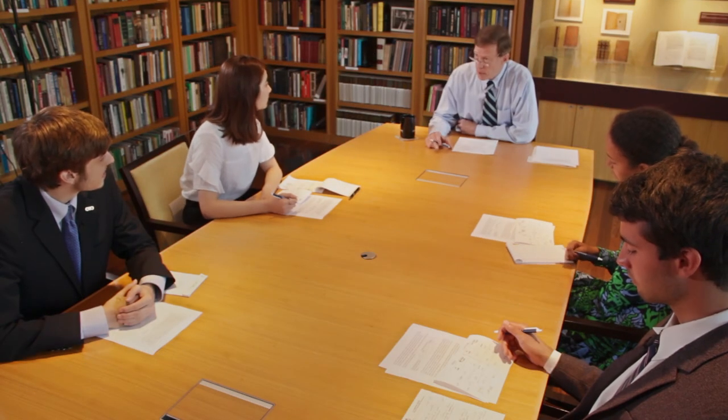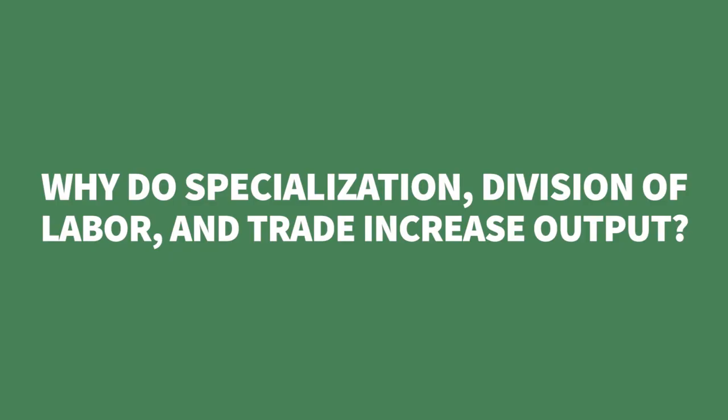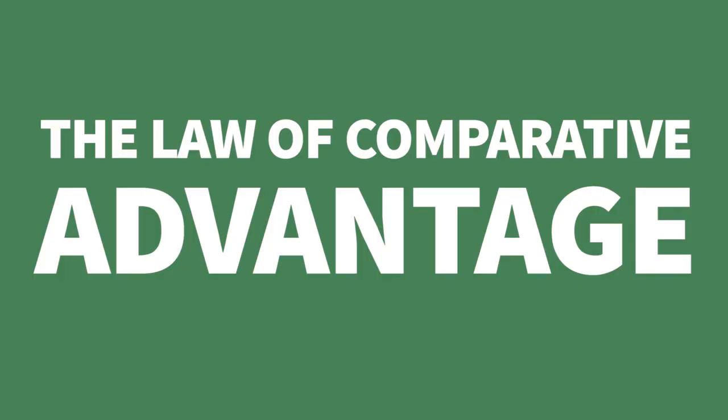All right, this is the fourth and final lecture on basic economic concepts. What we're going to cover here is the all-important subject of specialization, division of labor, and trade. The elements of the lecture are, first of all, why do specialization, division of labor, and trade increase output for humanity? And then the second topic we'll get to is that wonderful concept of comparative advantage, the law of comparative advantage, which explains why it's always better to specialize and trade, no matter how much of a dunce you may be or how much superior to everyone else you might be.